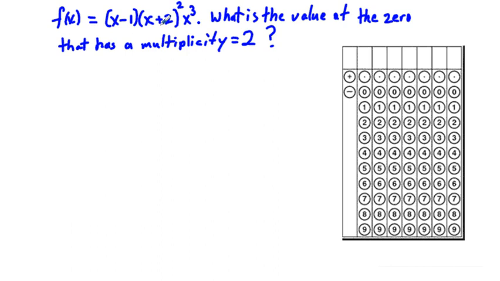Okay, if x equals this right here, what is the value of the zero that has a multiplicity of 2? Well, it's going to be this one. We have x plus 2 equals 0, which has a multiplicity of 2. So subtract 2, and x is equal to negative 2. That's going to be the value of our zero with multiplicity of 2. So in this case, we're going to put negative 2. We've got to make sure that we bubble in our negative sign for this one. And that's going to be our correct answer.